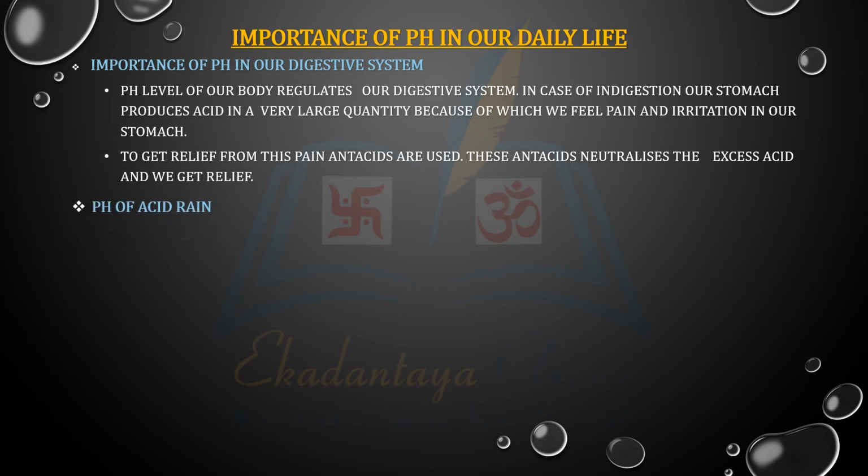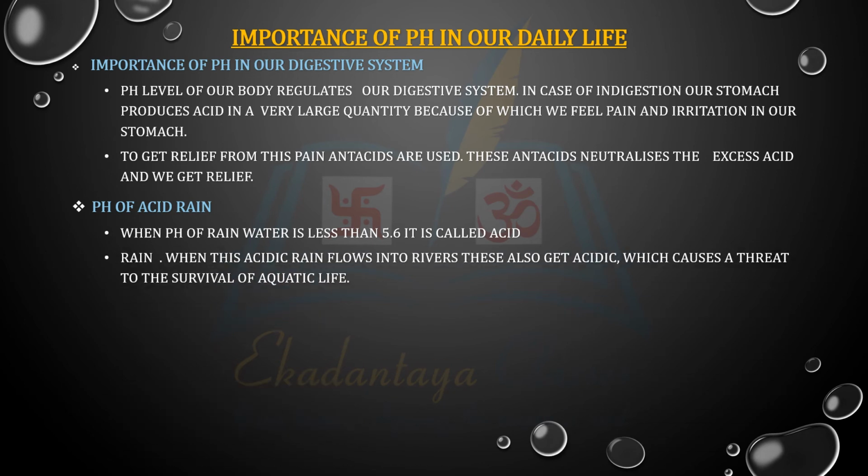Now let's see the pH of acid rain. When the pH of rainwater is less than 5.6, it is called acid rain. When this acid rain flows into rivers, the rivers also become acidic, which causes a threat to several aquatic life.